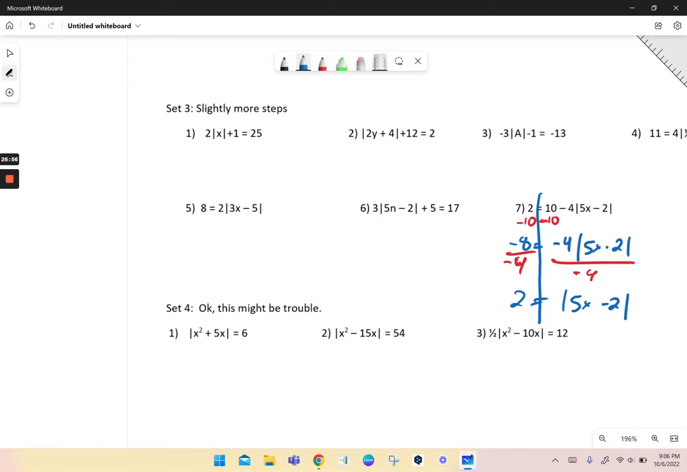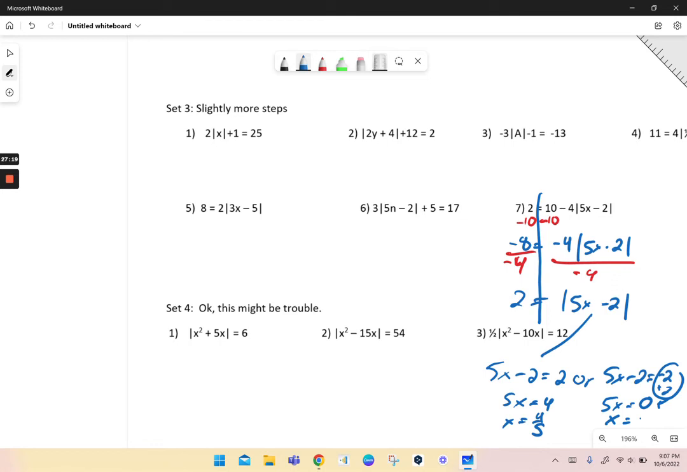So the inside, 5x minus 2, could equal 2, or 5x minus 2 could equal negative 2. Here when we add 2, 5x equals 4, x equals 4/5. Here, when we add 2, we get 5x equals 0. Negative 2 plus 2 is 0. 5 times 0 is 0, or you could divide by 5. 0 divided by 5 also gives you 0. So 4/5 or 0. And that's it, guys.